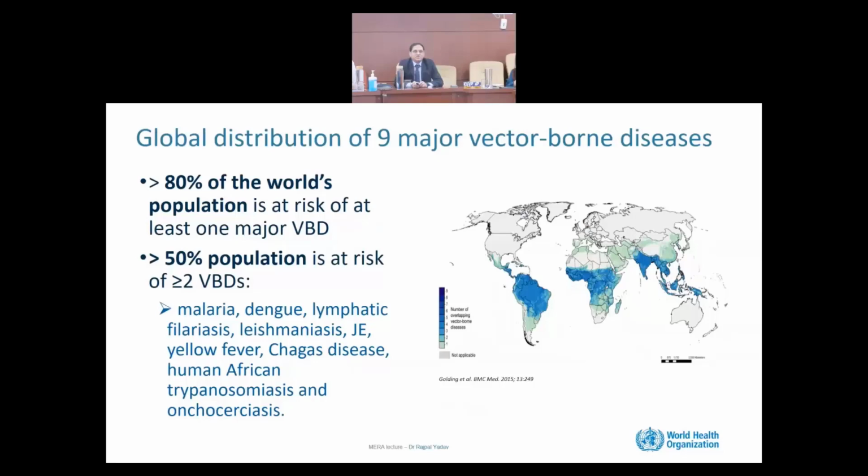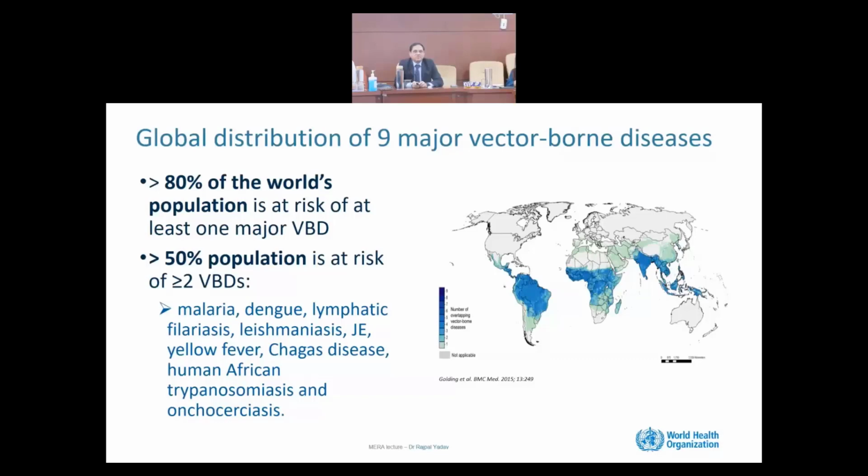9 major vector-borne diseases put more than 80% of the world's population at risk of at least one major vector-borne disease. And if you take 2 diseases, then more than 50% of the population is at risk of 2 or more diseases. These 9 diseases are listed here on the left side of the slide, and malaria is of course one of the major diseases in this list.